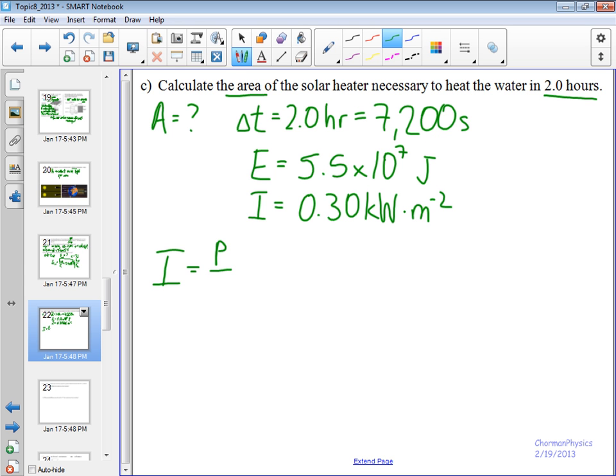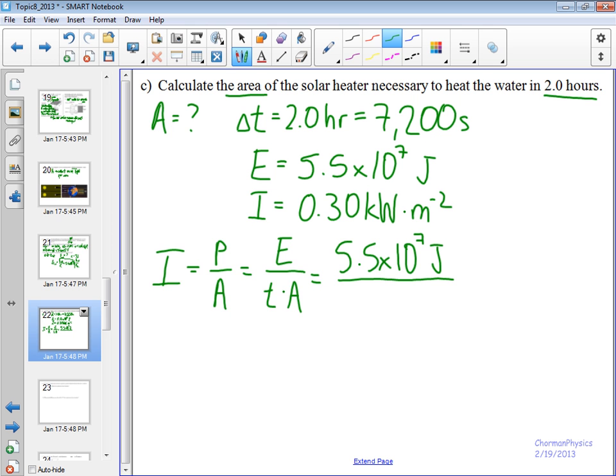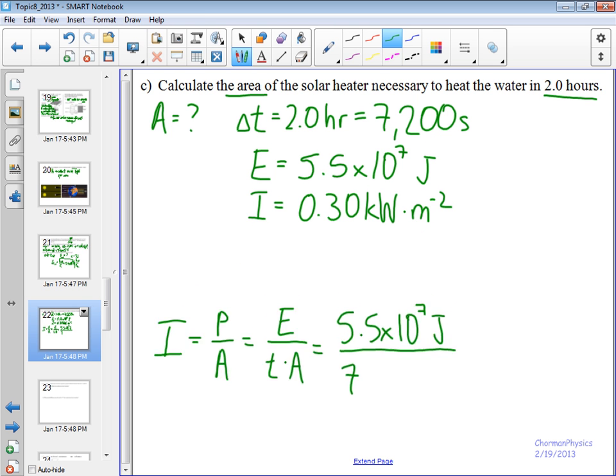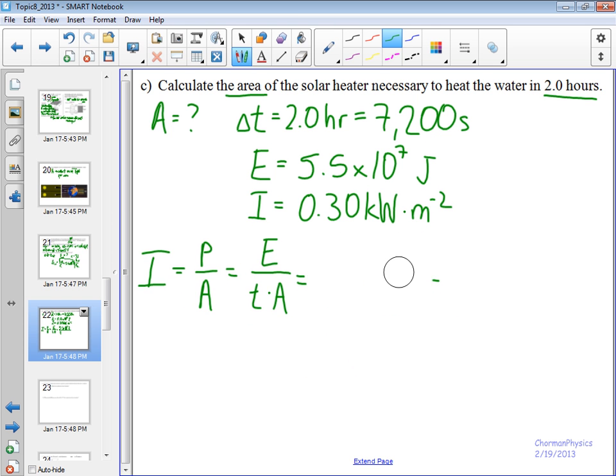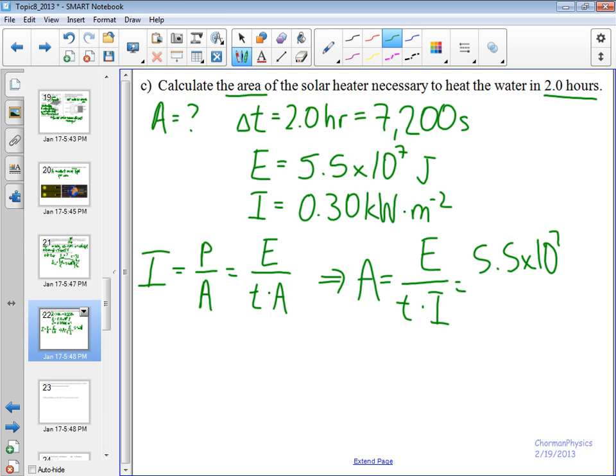Alright, so what we want to know is the area. Intensity is just power over area. This is a common little math thing you're going to have to do, breaking power down into energy divided by time. And when we substitute in all of our values, we end up with, oops, actually no. First of all, we need to solve for the area. Take it back, sorry. So since we know the intensity, after a little bit of algebra, the area is just going to be the energy divided by the time times the intensity. There we go. Now we plug everything in.